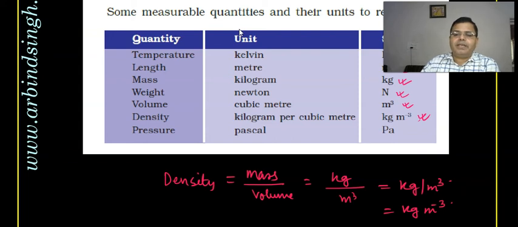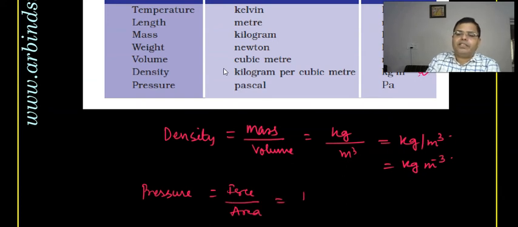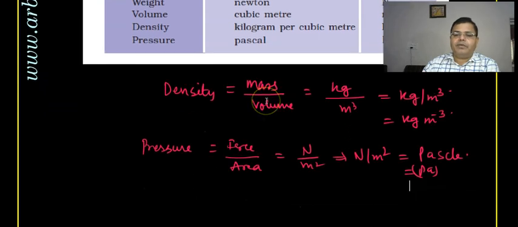Pressure is measured in terms of Pascal. Pascal was a scientist, and in his honor, as he gave many theories related to pressure, it is measured in terms of Pascal. Pressure is nothing else but force per unit area. So the SI unit is Newton per meter square, which is also called Pascal, shortly represented as Pa. So these are a few important things, and if you learn them, definitely it will be good for you and good for the future.